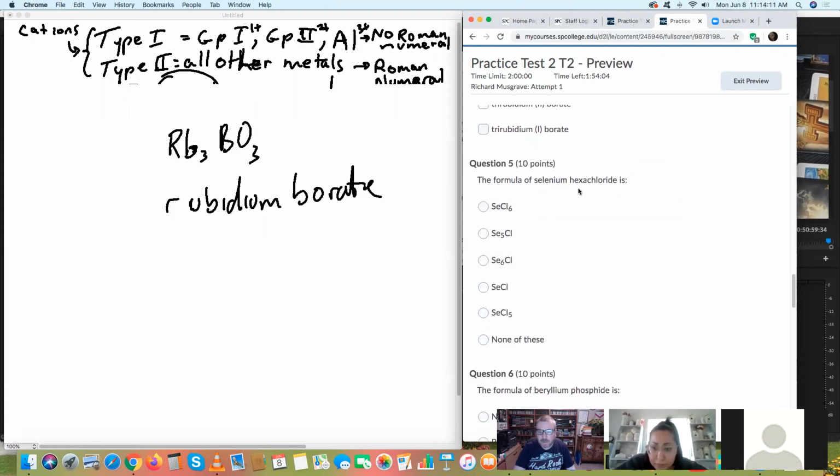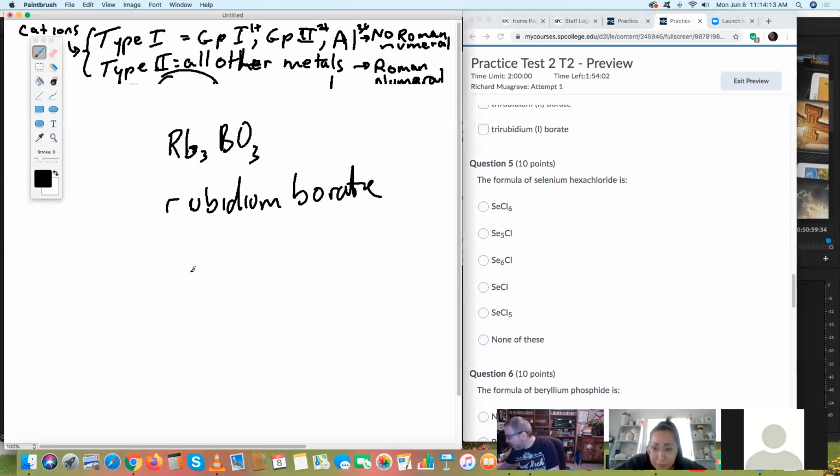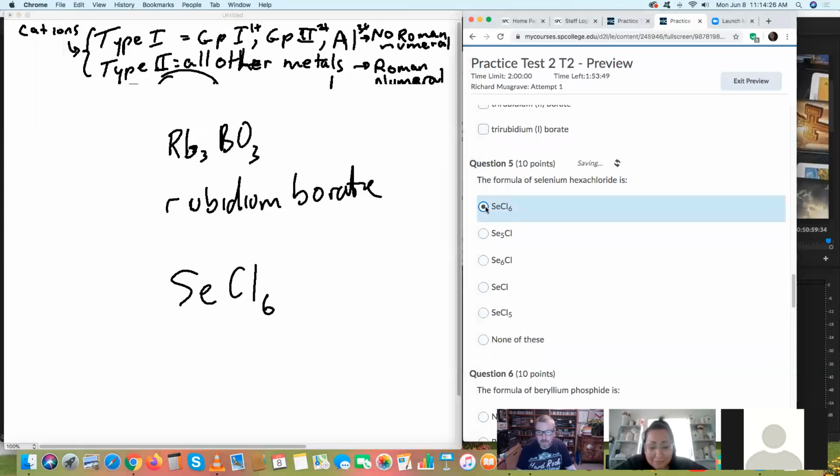So selenium hexachloride would simply be SeCl6. That would be the answer, because hexa is just the number, and you get the number off the chart. So when it's two nonmetals, it's actually pretty easy. You're just looking at the number of each.